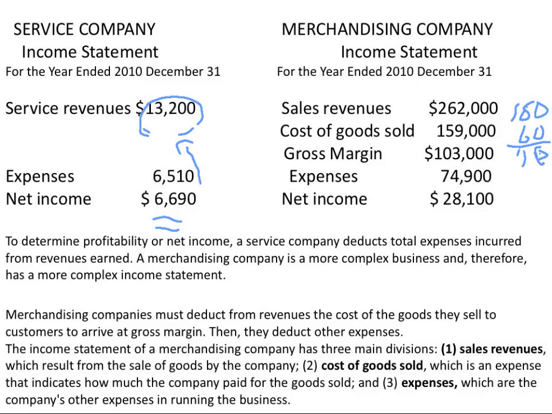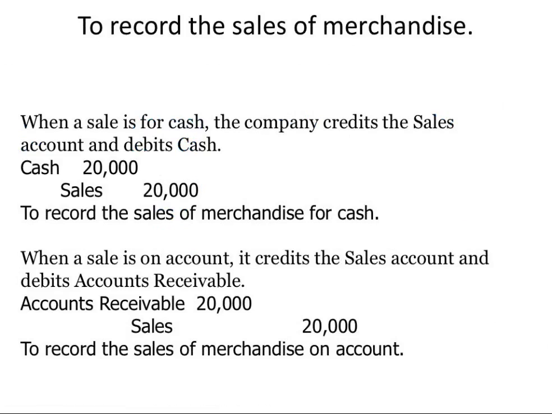So here we have some new terms. Sales revenue, sales instead of service revenue. Cost of goods sold, which is the cost of the item I purchased and sold to my customer. The difference is the gross margin. From that, we then subtract our operating expenses to give us our net income. So, some new terminology. Now, how do we record these transactions?